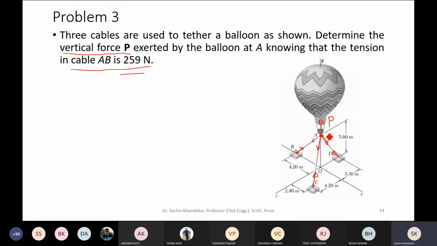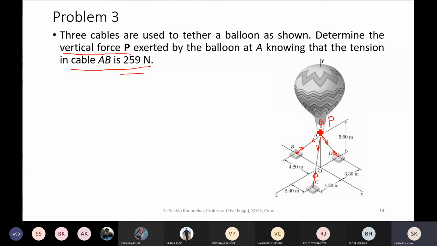Just give me the answer to my question, whether the balloon or the entire system is in equilibrium or not. Yes, equilibrium. Yes, correct. This is a problem on equilibrium.